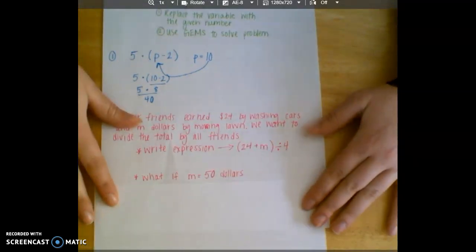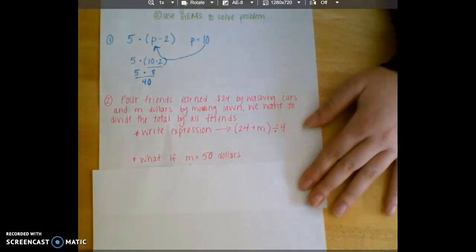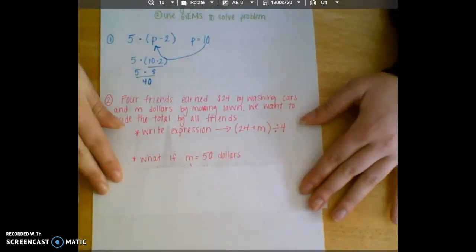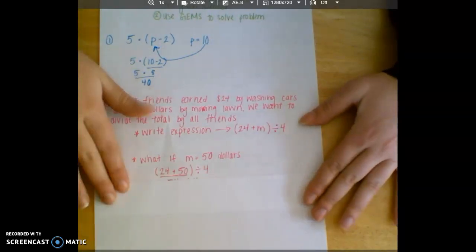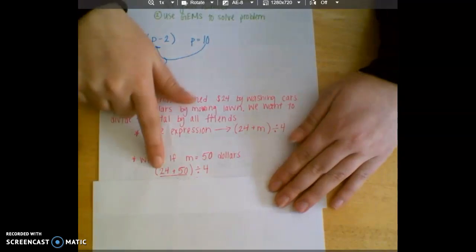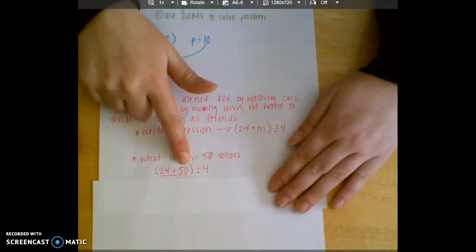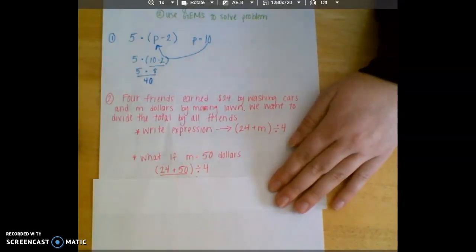So I have here, what if M equaled $50? So now I have to evaluate. That's what we're working on today. Now it would become 24 plus 50, in parentheses, divided by 4.